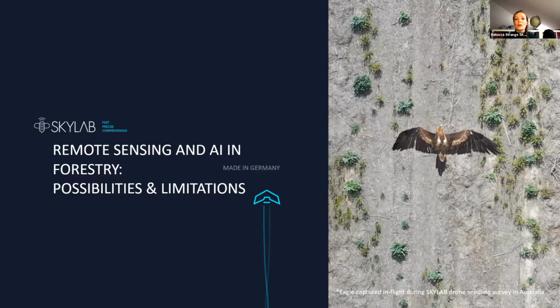I'm going to be talking about the possibilities offered by remote sensing, specifically in the forestry industry, but also where the limitations of the technology currently lie. So what can and cannot be done yet with sufficient accuracy and reliability. And I hope you'll all find it interesting.